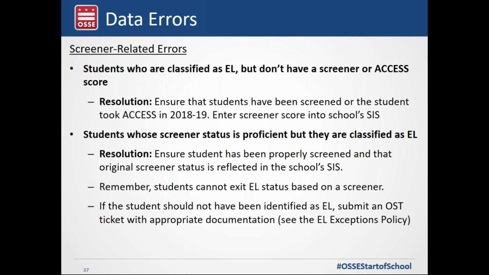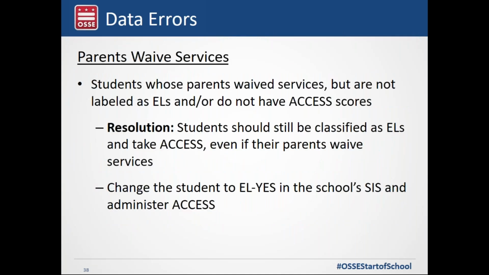If you ever have questions about an English learner status, please submit an OST ticket. We are happy to help you figure out the correct identification for that student. As a reminder, if the parent waived services, the student should still be identified as an English learner. So if you've told us through your SIS that the parents have waived services, but the student is not being labeled as EL in your SIS, that needs to be an update to your school SIS to indicate that they are English learners. They're just not receiving services because of the parent waiver.